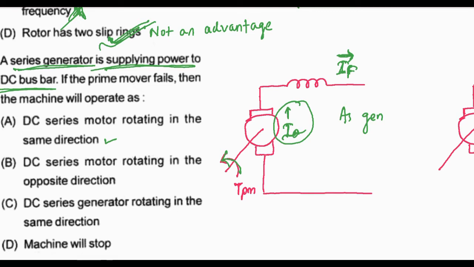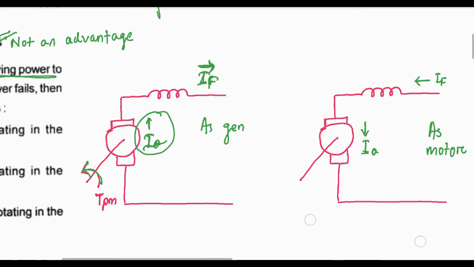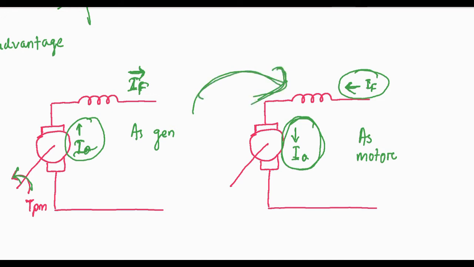But when the prime mover fails, this is already connected to the bus bar, and the bus bar has infinite energy to give to this device. Now this device will get energy from the bus bar, and it will act as a motor. And what will happen is both the field current and the armature current will be opposite from the previous condition. From the generator condition to the motor condition, both IF and IA will change.